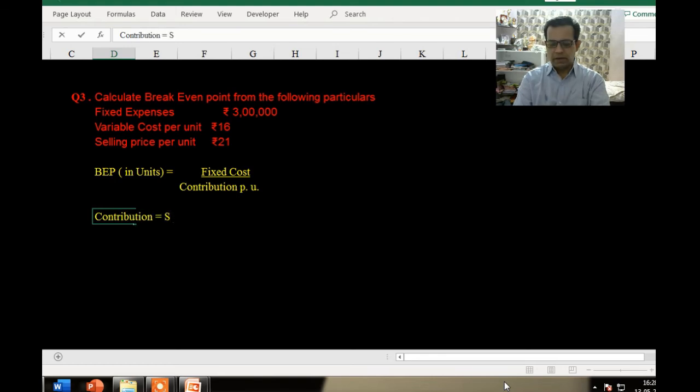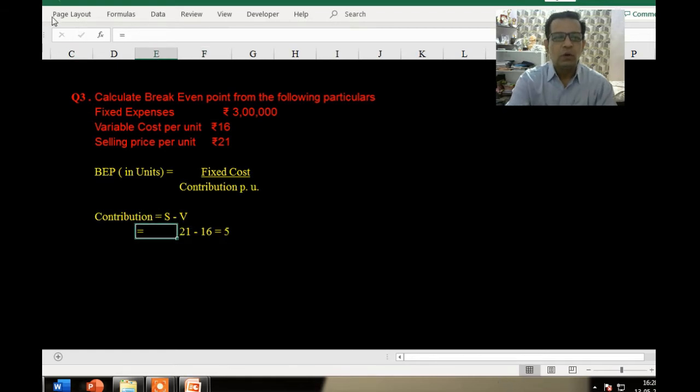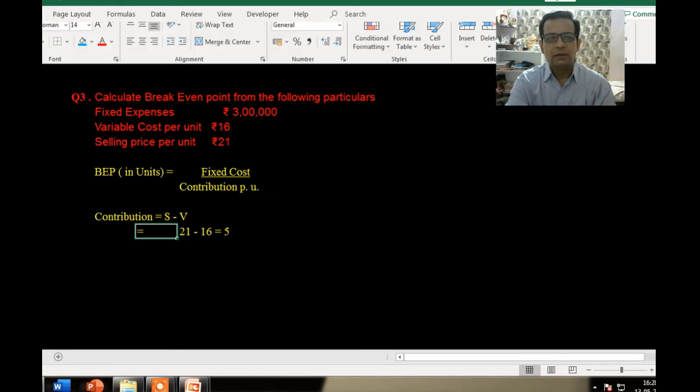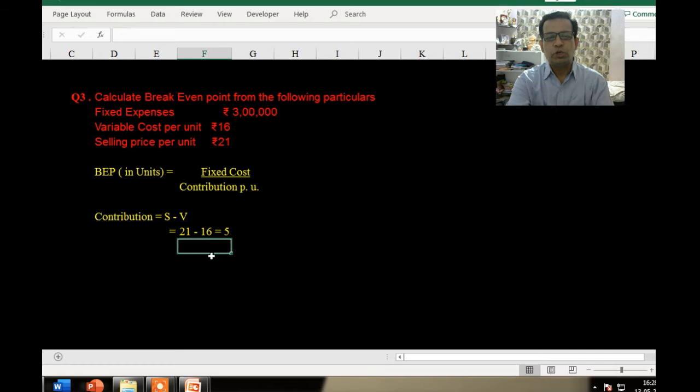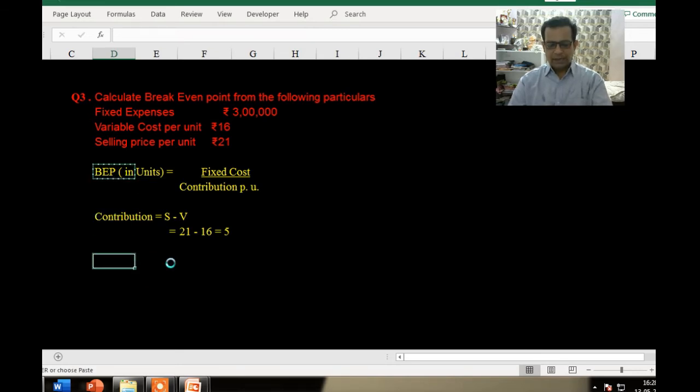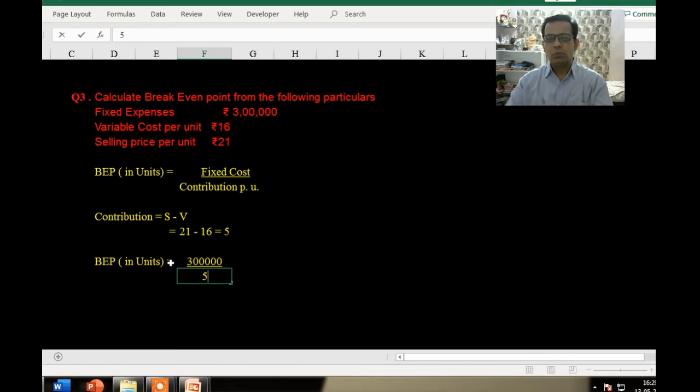Contribution is equal to sales minus variable cost, and we have this information. Sales, which is 21, minus our variable cost, which is 16, gives us the value 5. So we understand that our contribution per unit has now come to 5 rupees. Simply applying the formula, if we have to calculate BEP now, the answer will be fixed cost, which is 3 lakhs, divided by 5 rupees, which is contribution per unit.